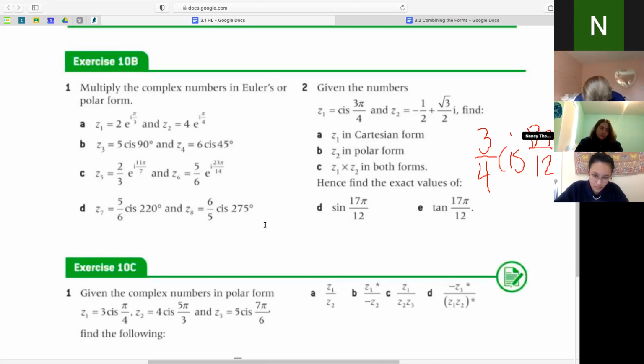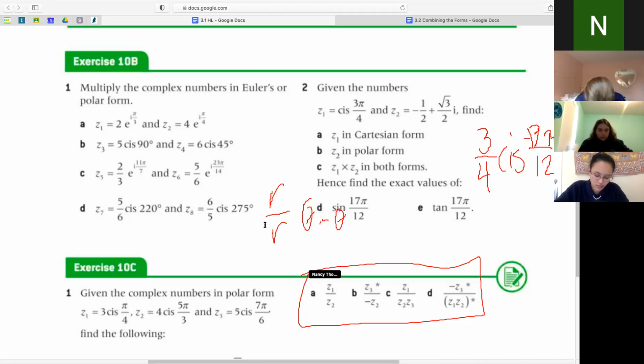That's what she's saying. So this is basically the same thing that Rohan was doing with multiplication, except instead you do R divided by R, and then your thetas you're subtracting. Hers is these at the bottom. So she was doing Z1 divided by Z2. Does that make sense? Everybody okay?